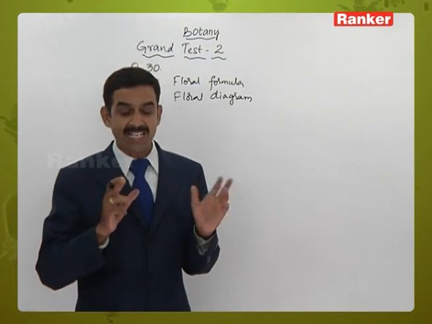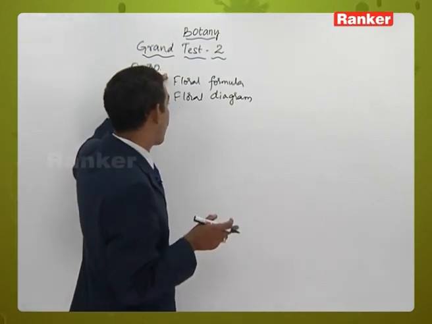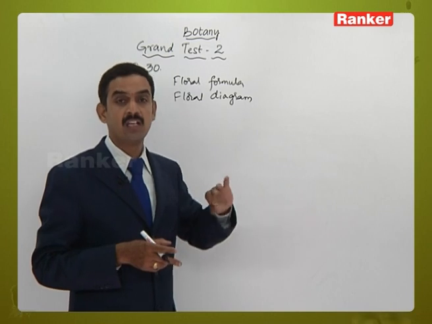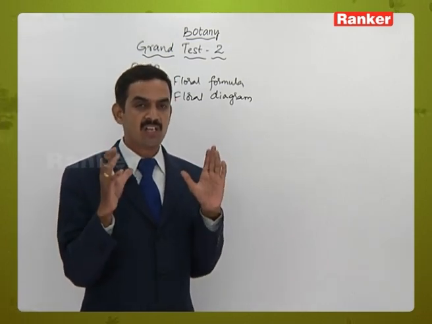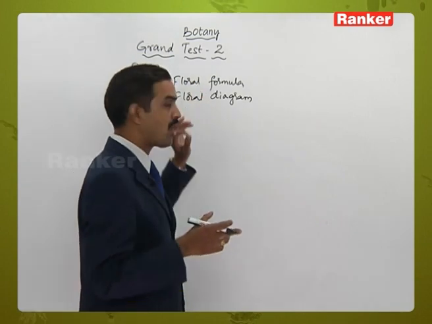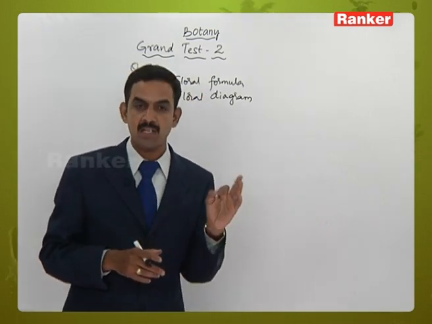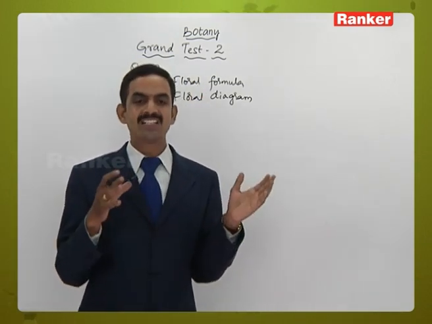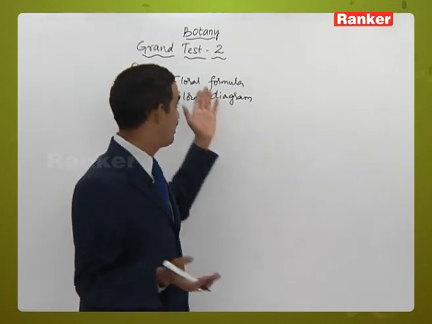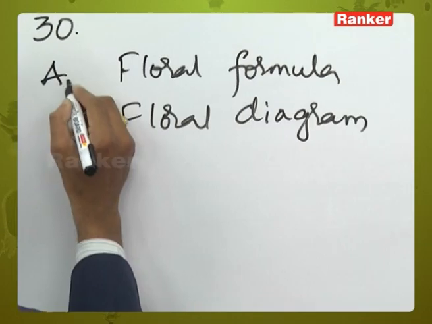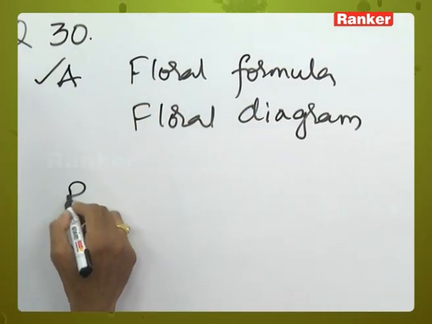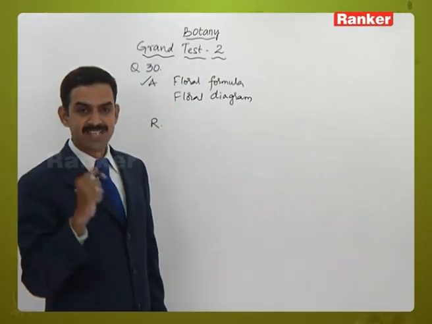And there are some characters which are shown by both the floral formula and also floral diagram. At the same time, there are some characters which are neither shown by floral formula nor by floral diagram. That's the reason why all the characters are not represented either in the floral formula or floral diagram. So assertion statement is correct. Then reason, they had given some examples here.